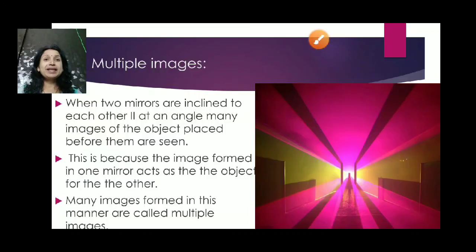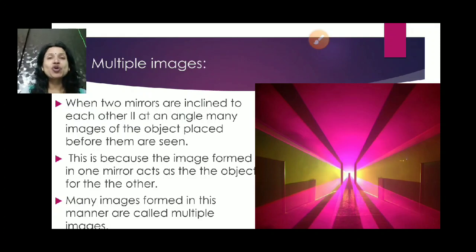Now students, the next topic is multiple images. When is it possible to get multiple images? If we arrange these mirrors in a particular way, at a particular angle and distance, definitely we will have multiple images of a particular object. When two mirrors are inclined to each other at an angle, many images of the object placed before them are seen.